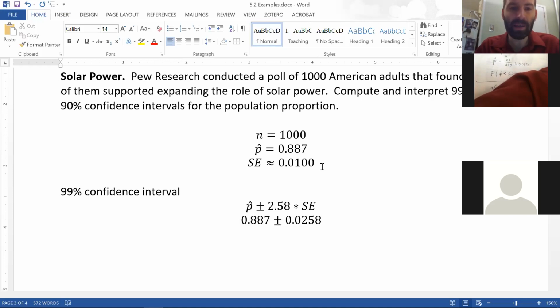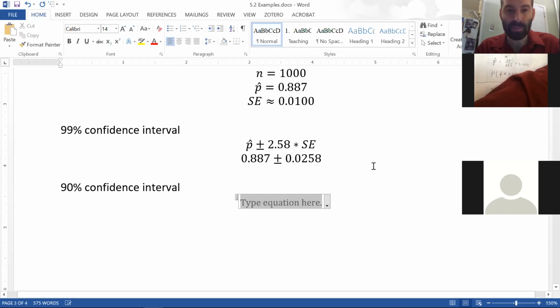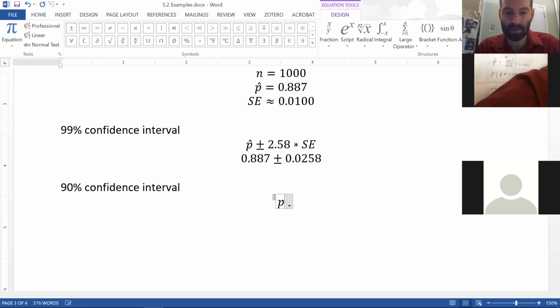What about a 90% confidence interval? Well, that's going to be p hat plus or minus something times the standard error, but it's not going to be 2.58. That's the one that corresponded to 99. What corresponds to 90? Okay, well, let's go and compute that one.